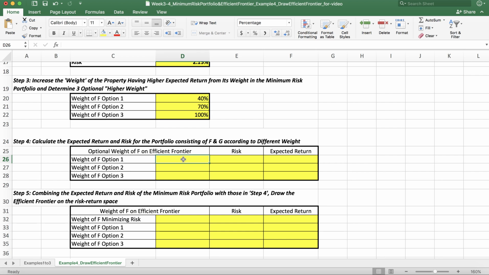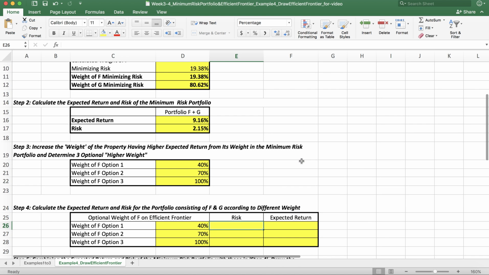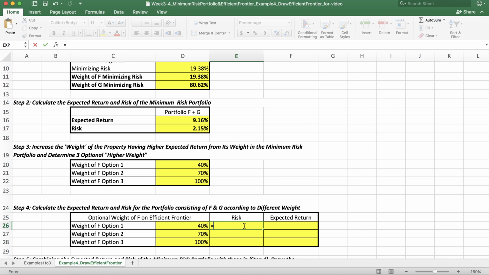So first, we copy down those weightings from the upper table for property F. And then we will be calculating the risk and the expected return for each combination of these portfolios. So for property F, the weighting on this row is 40%, and the weighting for property G will be 1 minus 40%, so it will be 60%. So we'll still use the formula that we calculated for the risk of the property portfolios before.